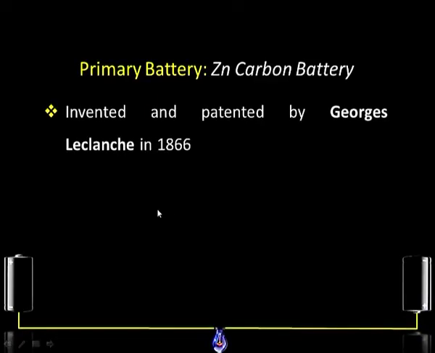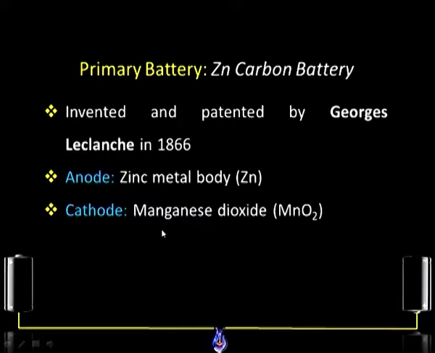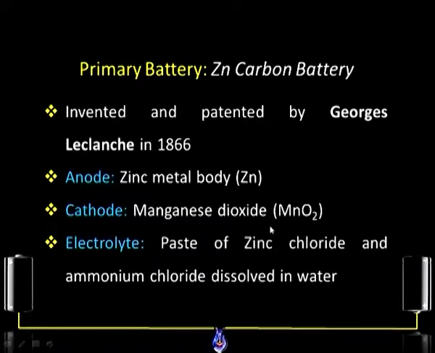Now the second type of primary battery is the zinc carbon battery. It was first invented and patented by Georges Leclanche, and hence it was also known as the Leclanche battery. In this type of battery, the anodic material is zinc in a metal body form, whereas the cathode is of manganese dioxide, and the electrolytic solution is a paste of zinc chloride and ammonium chloride dissolved in water.